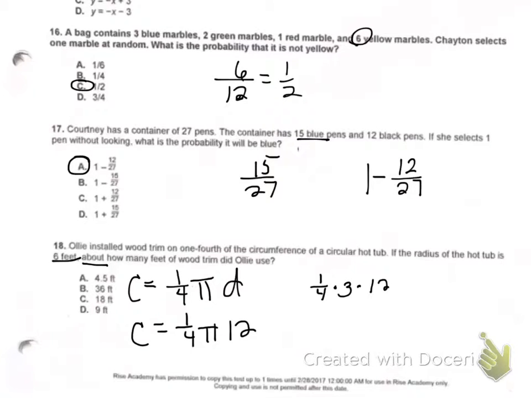Now again, I can work in any order, so I'm going to just do 1/4 times 12. So that's really dividing by 4, so that gives me 3 times 3, which is 9. So the answer is D.